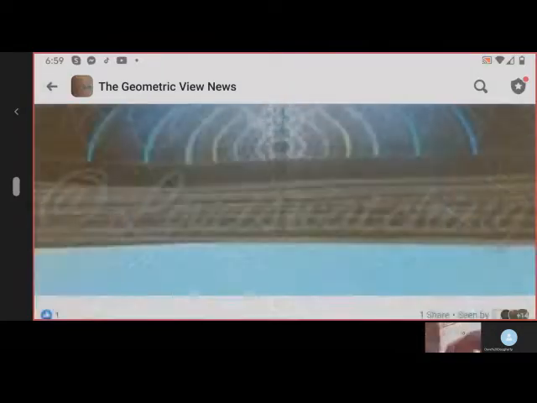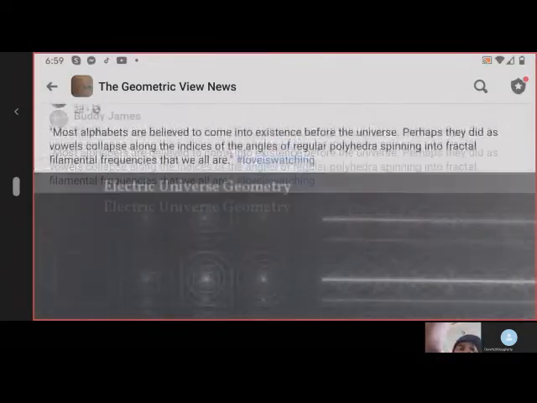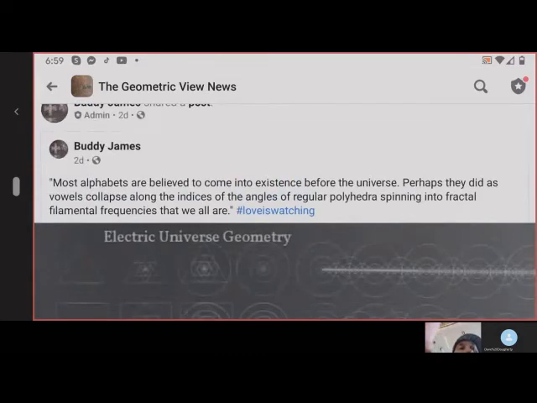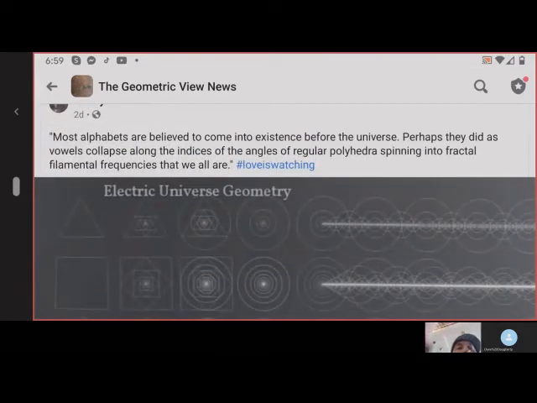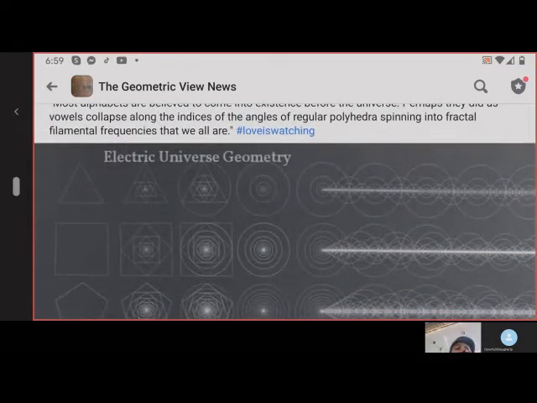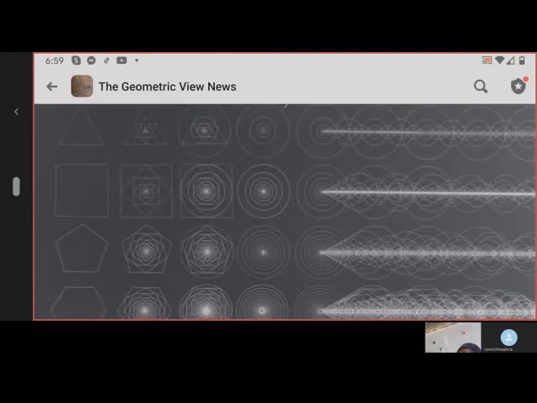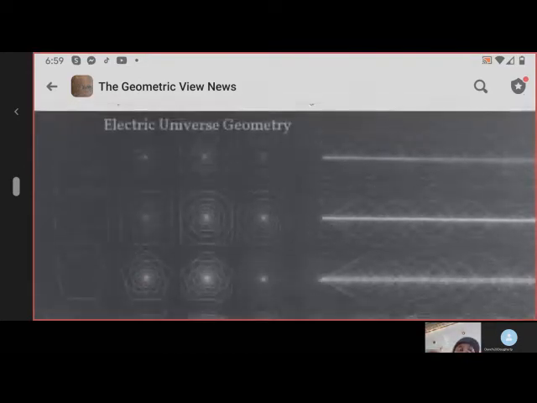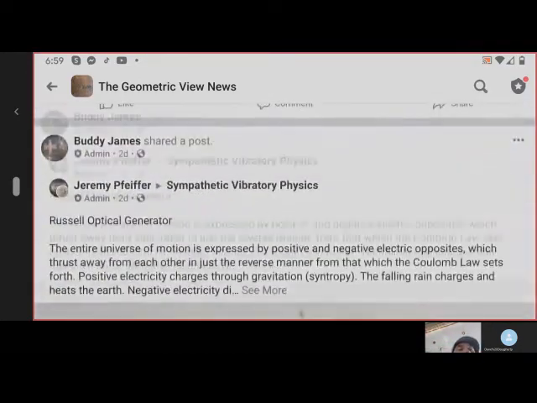Okay, what do we have here? Most alphabets are believed to come into existence before the universe. Perhaps they did this as vowels collapsing along the indices of angles of regular polyhedral, spinning into fractal filamental frequencies that we all are. And that's another image here, electric universe geometry image.